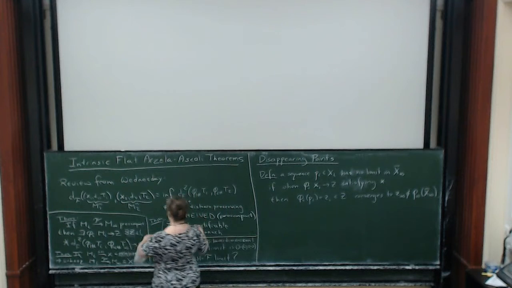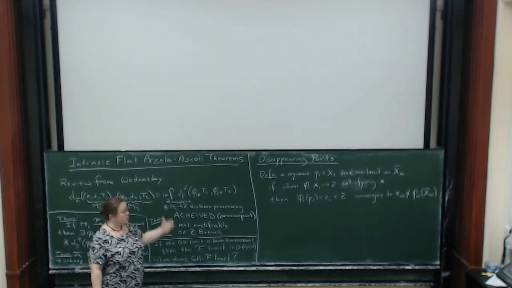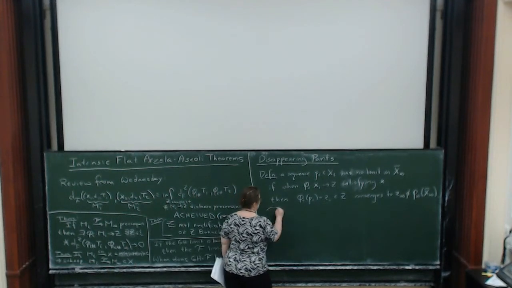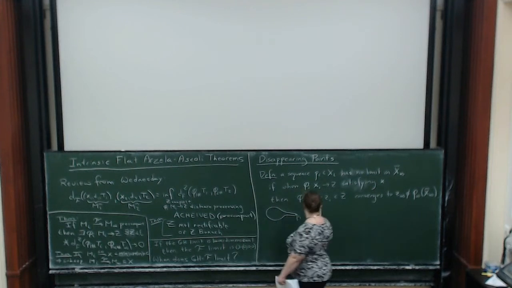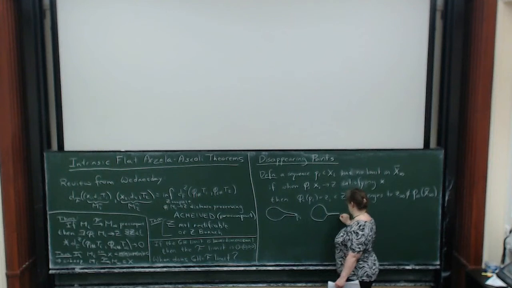So after you've put them in there, yes, the points converge to something, but they're not actually converging to something that's in the sequence of spaces. So picture something like this. Q1, Q2.